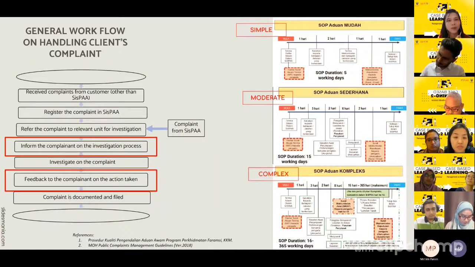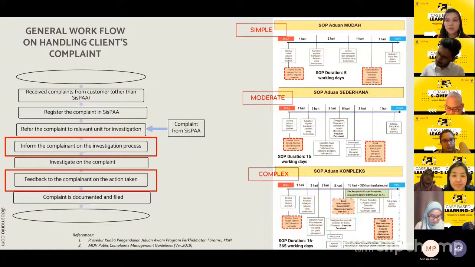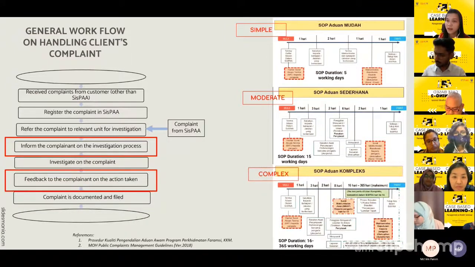In the slides, the points of feedback are highlighted in the red box. The best practice is that we have to respond to a client's complaint at least twice. First is to acknowledge the receipt of the complaint and tell them an investigation has been launched. It is also best to inform them of the expected timeline for the investigation to be complete and when the full response will be provided. The second response is to give feedback on the investigation findings and the action that has been taken.